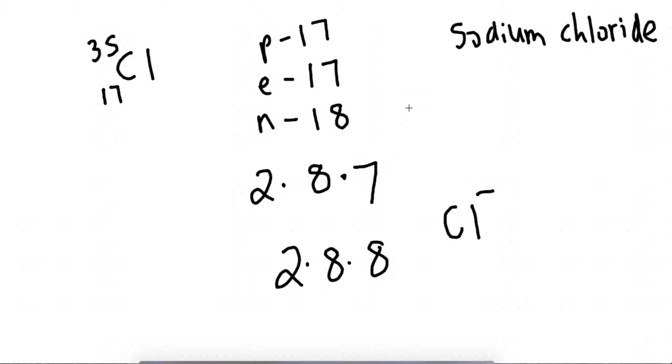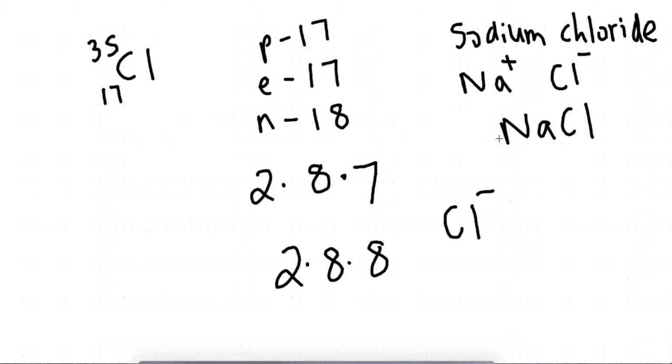minus sign, +2, -2. So we know that sodium was Na plus, right? That's how it formed. Chloride, we said just now, is Cl minus. This is a +1, this is a -1. Are there any numbers at the bottom? No. So to form them, we just remove the signs and it becomes NaCl. That's it, guys.